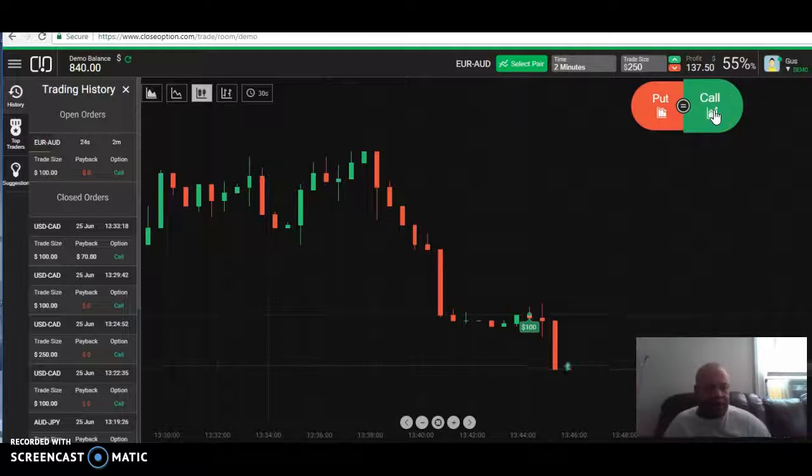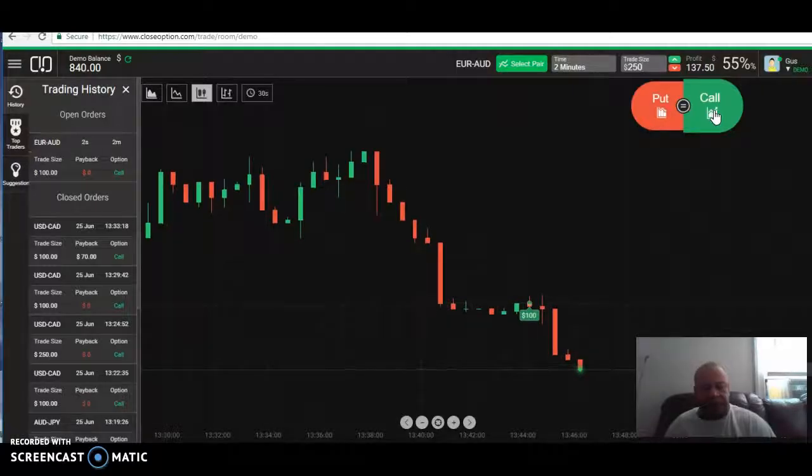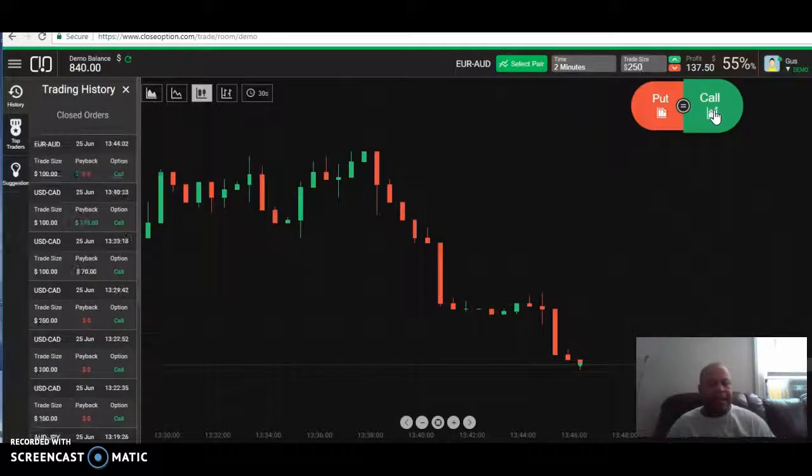So it looks like this trade will probably lose unless there's a gigantic swing to the upward side. We got 17 seconds left. Doesn't look like that's going to happen. Still going down. So we did lose that last trade.